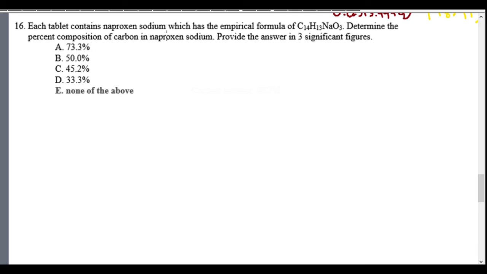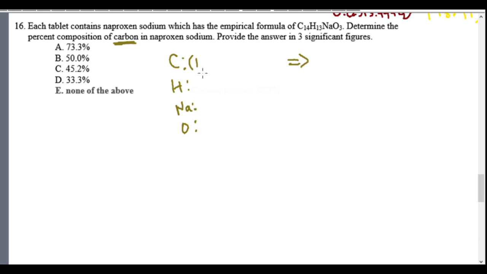Each tablet in approximate sodium, which is like an ibuprofen essentially, or more like an Advil maybe, it doesn't matter, is C14H13NaO3. So I know that I'm going to need to find out the molar mass because I need to find the percent composition. So we have carbon, hydrogen, sodium, and oxygen. Remember, since we're trying to find the percent composition of carbon, we're going to want to write that number off to the side.